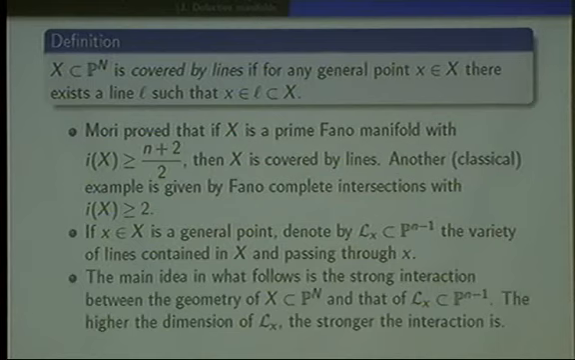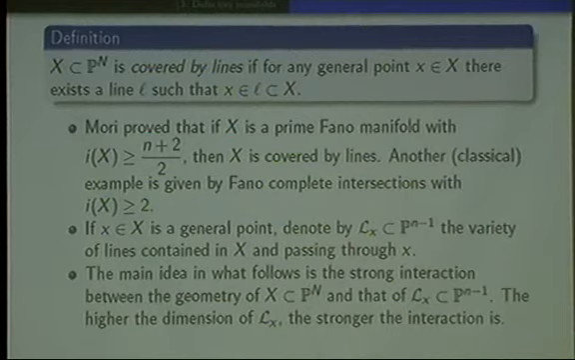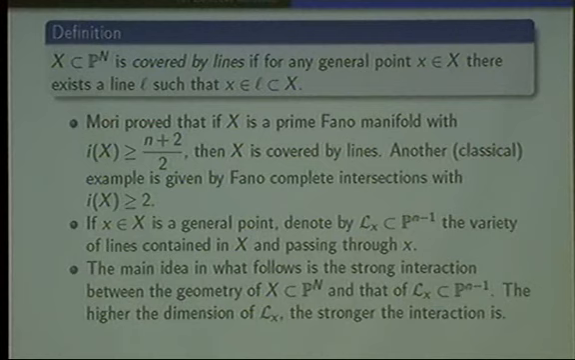Now, probably this is the most important phrase of what I'm going to show, namely, that there is a strong interaction between the geometry of the given embedding of X in P^N and the geometry of the much smaller objects, namely the variety of lines passing through the general point x inside the space of tangent directions. This is the moral of this talk, if you want. It will be illustrated by several phenomena.